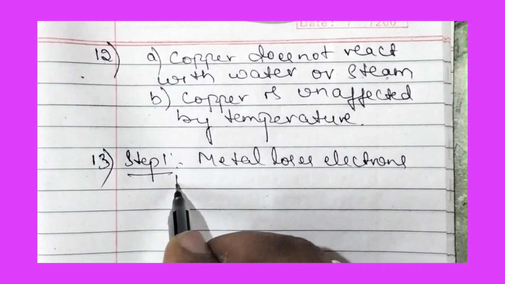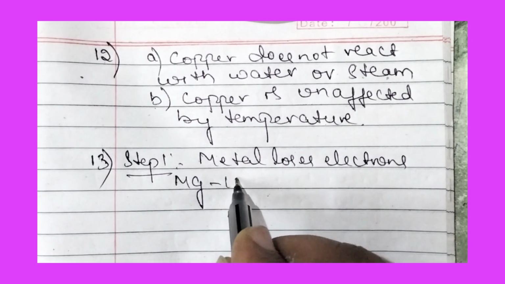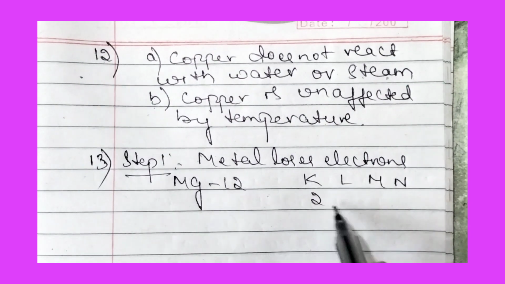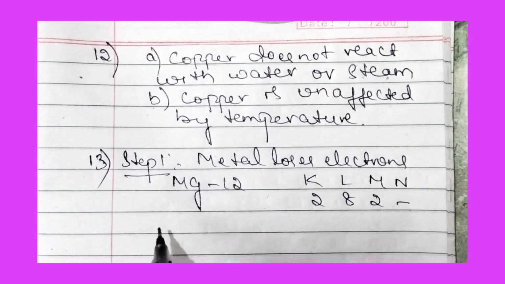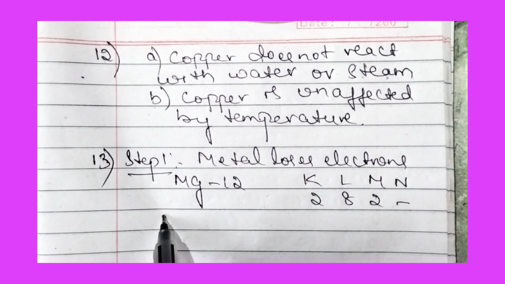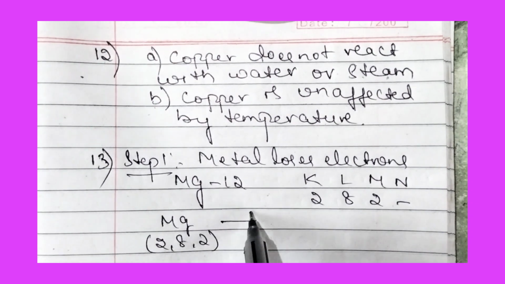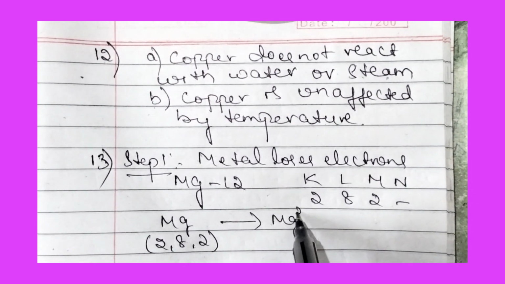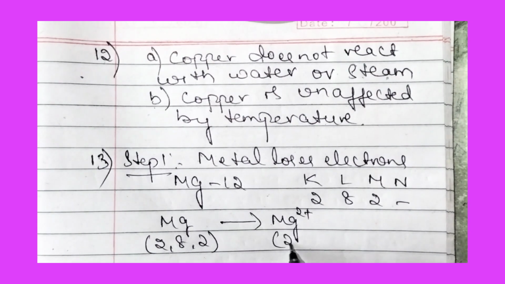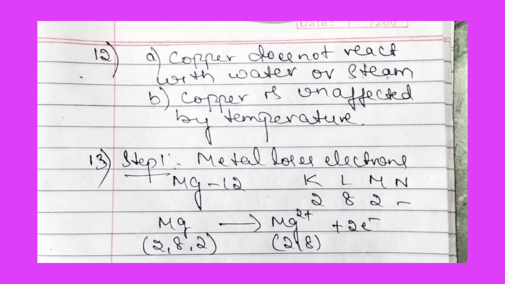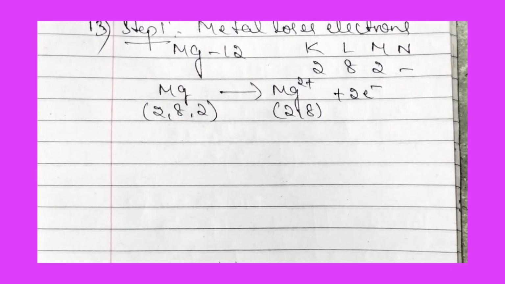The metal here is magnesium, having atomic number 12, so the distribution of electrons is 2, 8, 2. Now the metal loses electrons. The magnesium atom having configuration 2, 8, 2, by losing 2 electrons, will become a magnesium ion. This is step number 1.